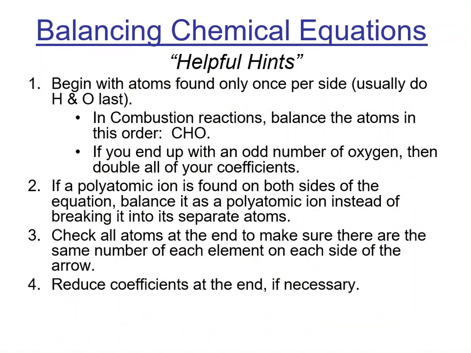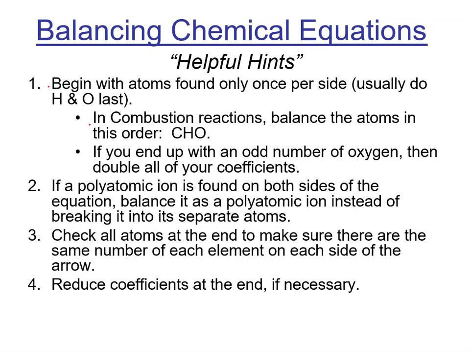Now, on this slide, I just want to give you some helpful hints. We'll actually probably come back to these as we balance on the next slide. But we're going to always start balancing with elements that only appear in one formula per side of the equation. In other words, let's say you had oxygen in 2 different products, in 2 different formulas to the right side of the arrow. It would be really difficult for you to tell which one you would have to add a coefficient to in order to balance. Usually, you can save those elements for last and they'll work themselves out.